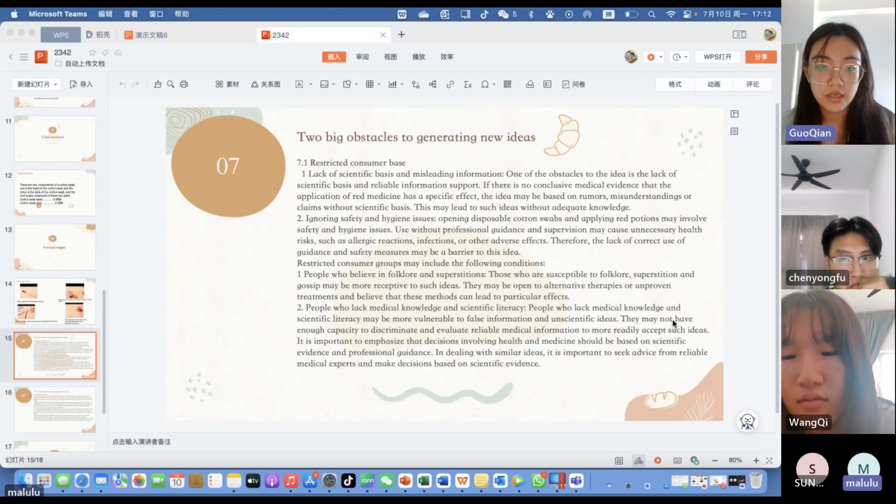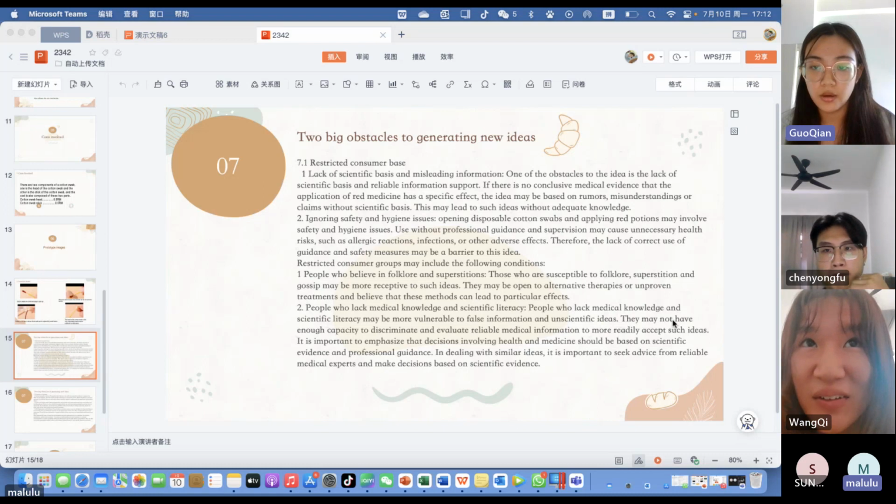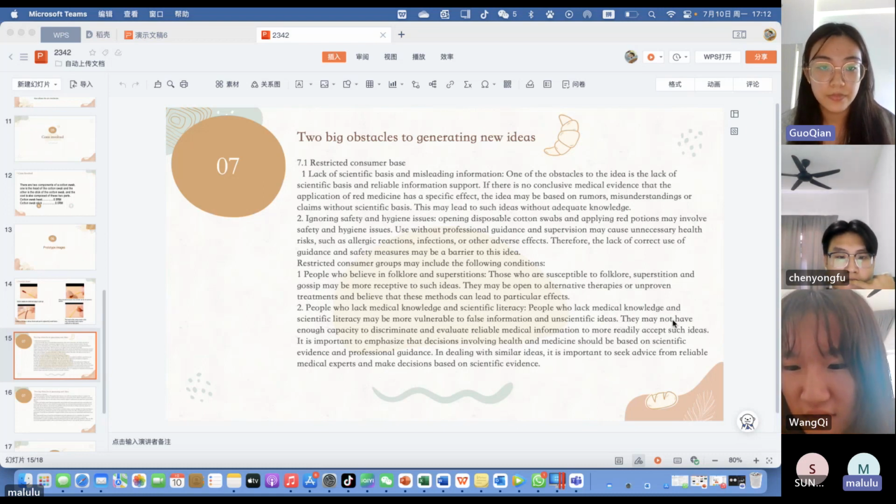Second is acknowledging safety and hygiene issues. Opening a disposable cotton swab and applying medicine may involve safety issues. Use without professional guidance and supervision may cause unnecessary health risks, such as allergic reaction, inflammation, infection, or other adverse effects. Therefore, the lack of correct use guidance and safety measures may be a barrier to the idea.